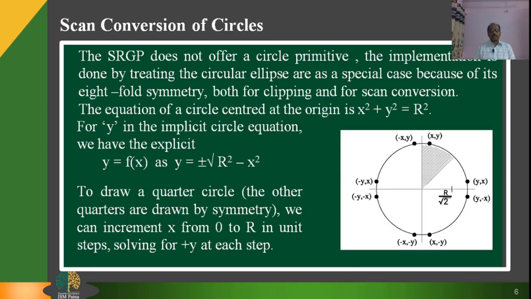The equation of a circle centered at the origin is x square plus y square is equal to r square. So, for y, we say y is equal to f(x), that is, y is equal to plus or minus the root of r square minus x square. To draw a quarter circle, the other quarters are drawn by symmetry. We can increment x from 0 to r in unit steps, solving for plus y at each step. So, with the use of 8-way symmetry, we complete a circle.